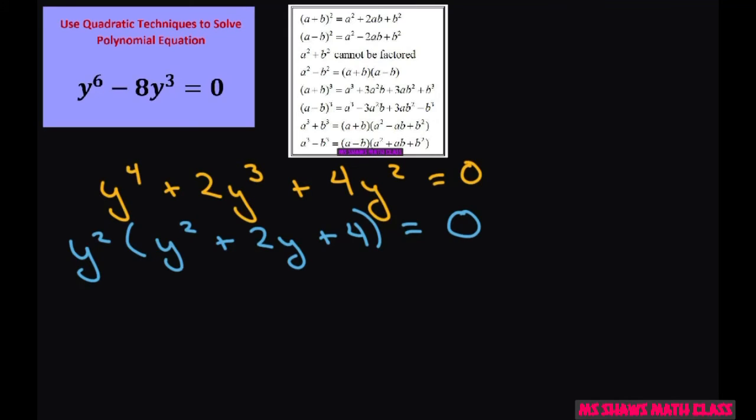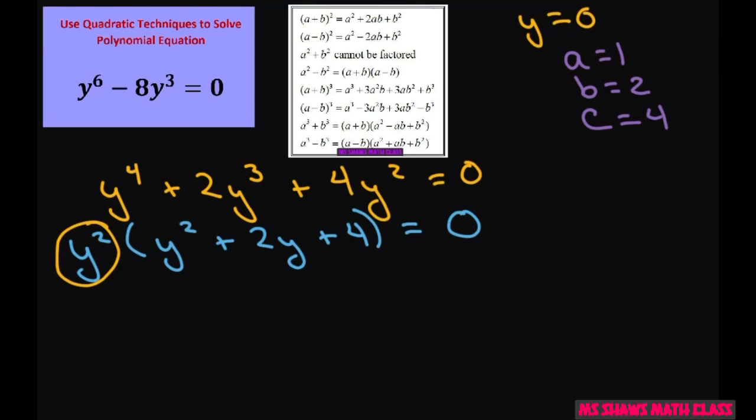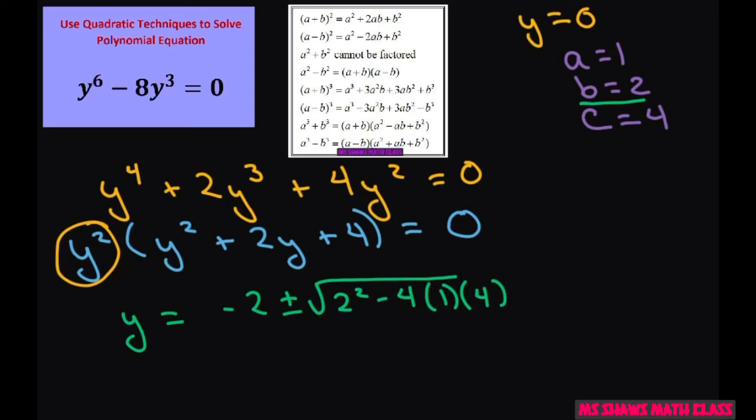Now again, if I set this piece equal to 0, I get y equals 0. But we already have that solution. What we're going to have to do is use the quadratic formula on this. So we have a equals 1, b equals 2, and c equals 4. So let's go ahead and use the quadratic formula. Y equals negative b, so that's negative 2 plus or minus square root of b squared minus 4ac divided by 2a, which is just 2.